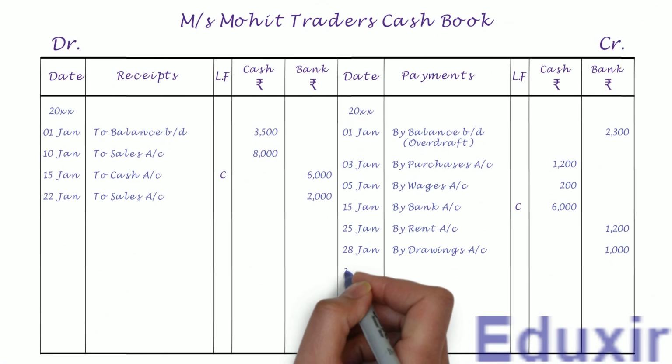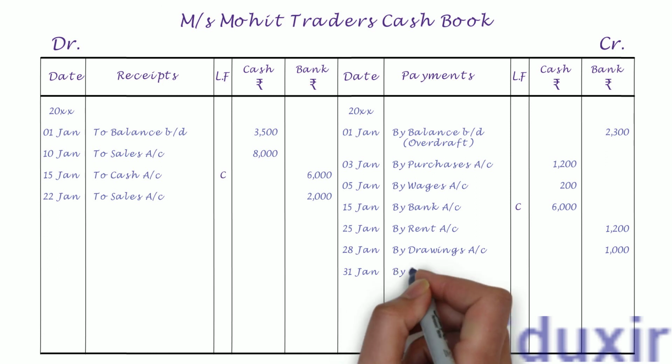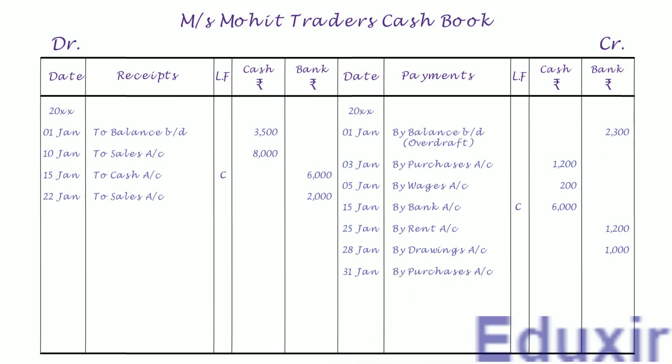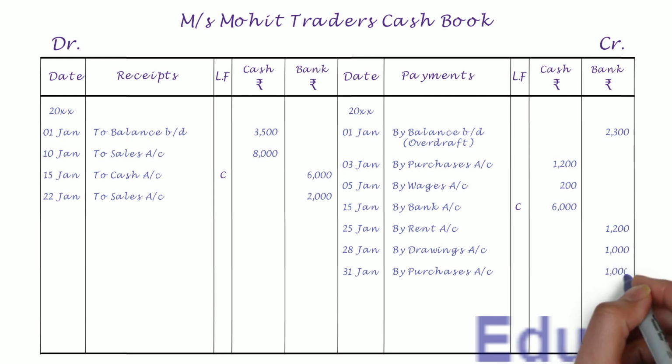Let us first record the date. Let us then record purchases account into the payments column. Let us then record the credit amount of 1000 rupees in the bank column. With that, we have completed the posting of this transaction into the cash book. In fact, we have completed the posting of all the transactions into the cash book.